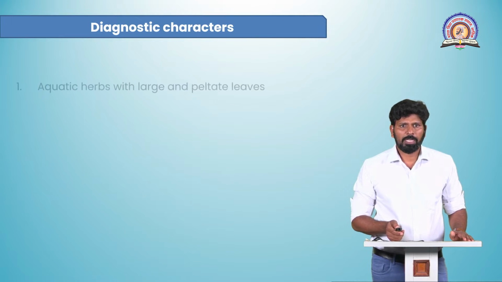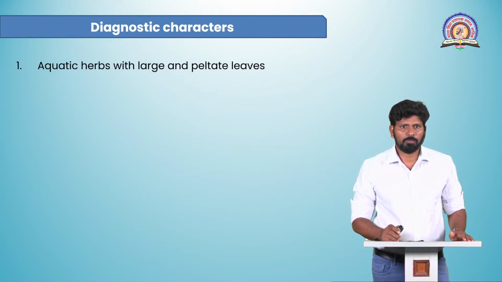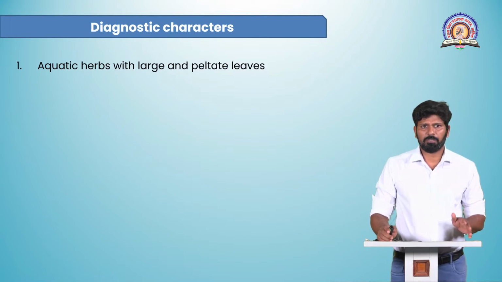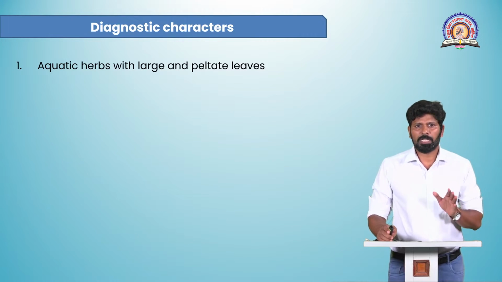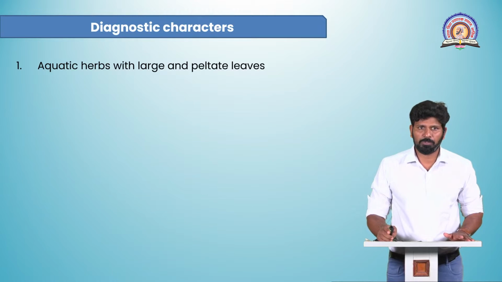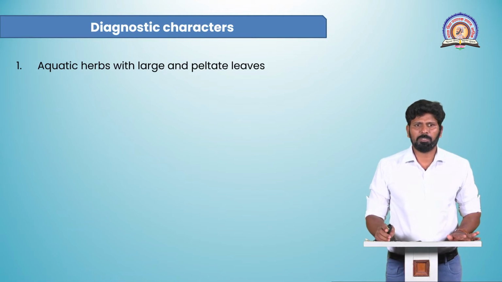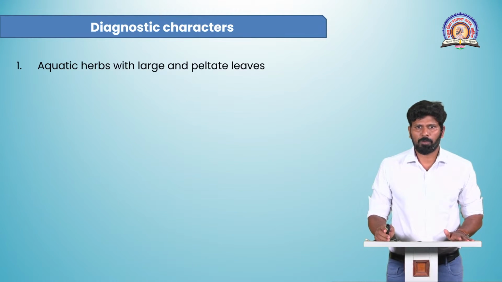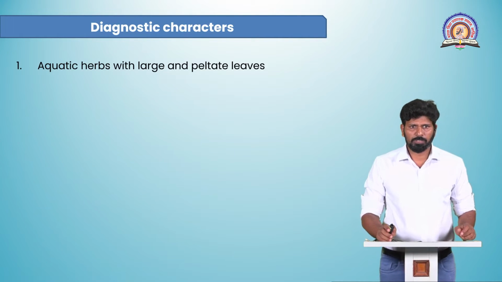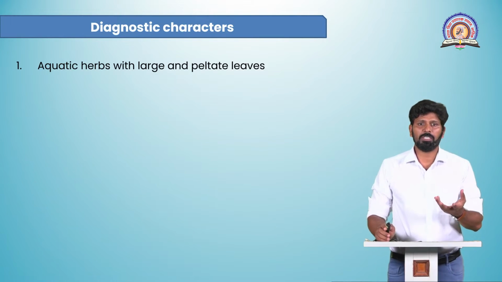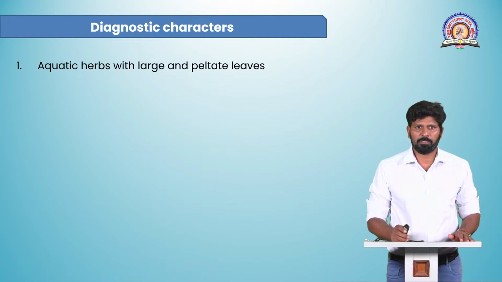Now, the diagnostic characteristics. The first diagnostic character is that the plant is an aquatic herb with large peltate leaves. A very simple example is Nelumbo, whose common name is Kamal, the water lily. Just remember the water lily or lotus, and then go through these diagnostic characteristics.